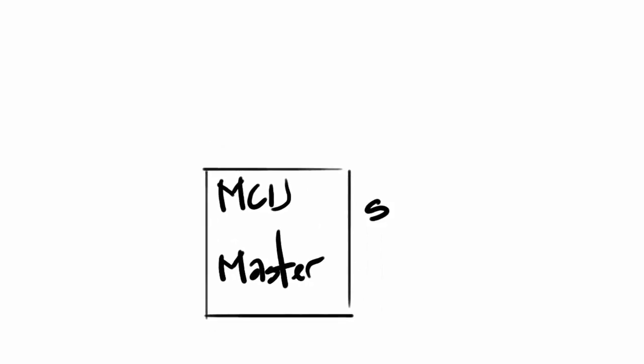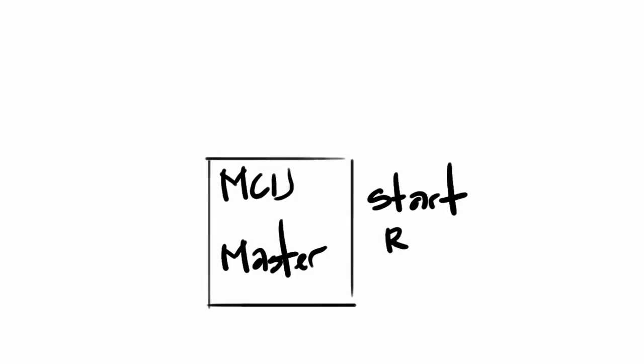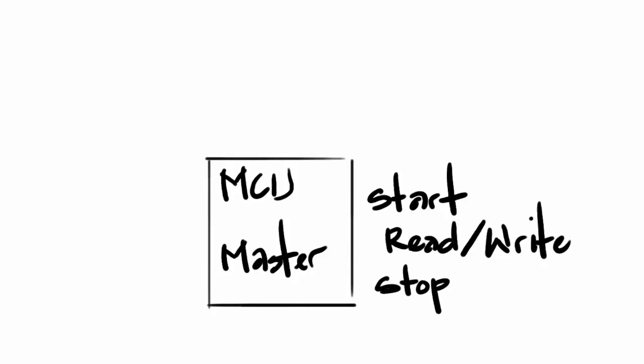Now let's talk about how this communication is established. In most cases, the microcontroller will be the master. I2C can be used in master or slave scenarios. The master initiates and stops the communication. The master will establish a start state, and then the master will either read or write from the slave devices, and then the master will stop the communication.